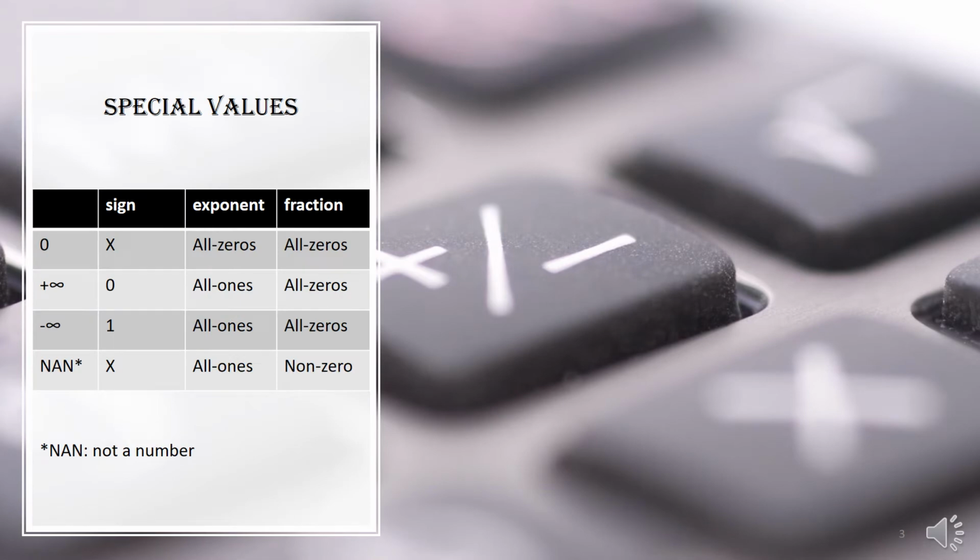Here are some special values. 0 is denoted by an exponent and mantissa of 0. Infinity: the values plus infinity and minus infinity are denoted by an exponent of all ones and a mantissa of all zeros. The sign bit distinguishes between minus infinity and plus infinity. Finally, the value not a number, denoted by an exponent field of all ones with a zero sign bit or a mantissa that is not 1 followed by zeros.